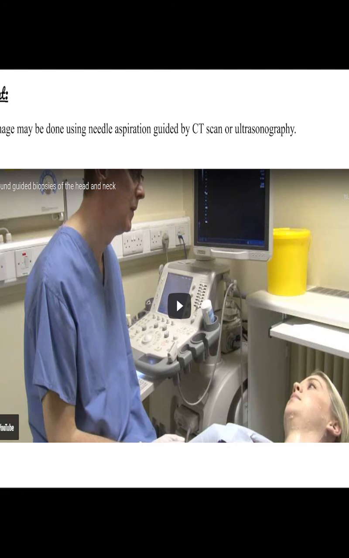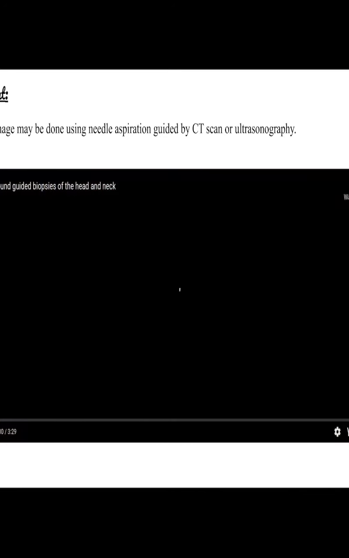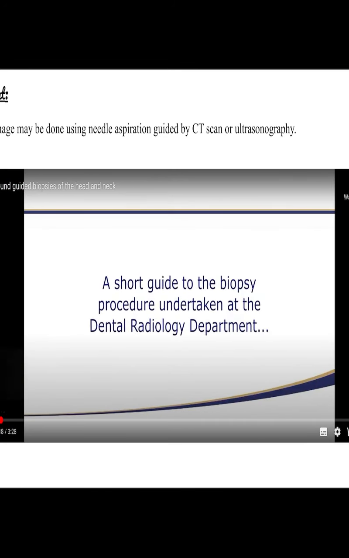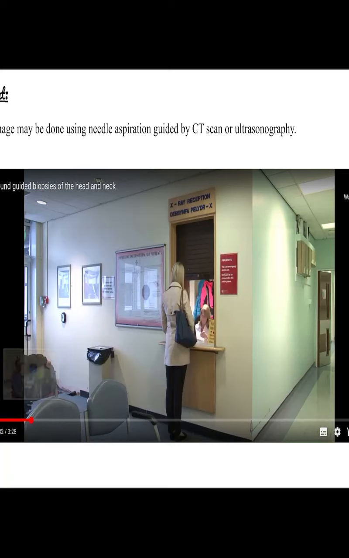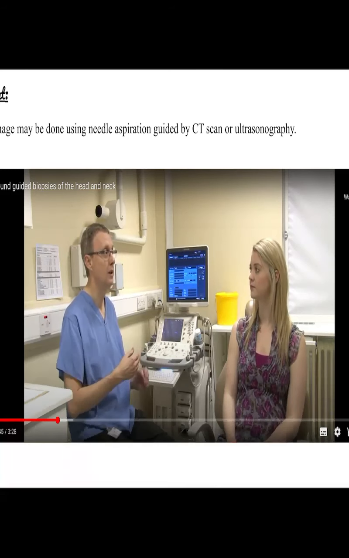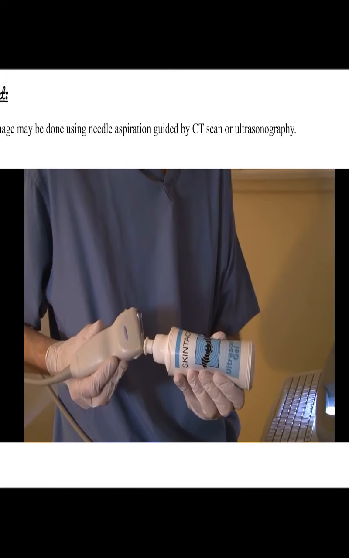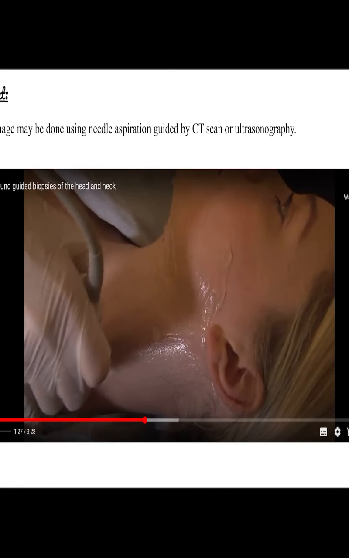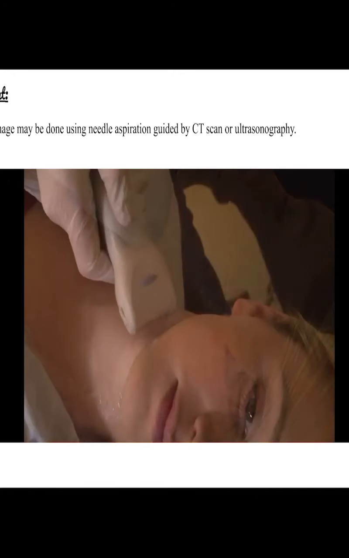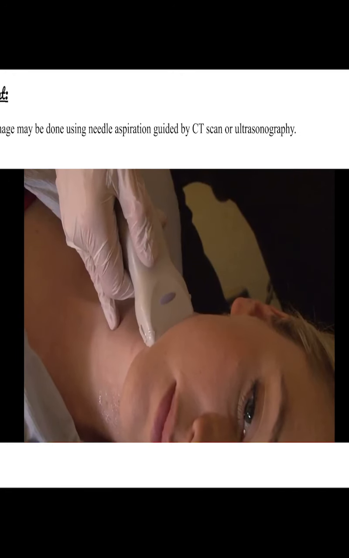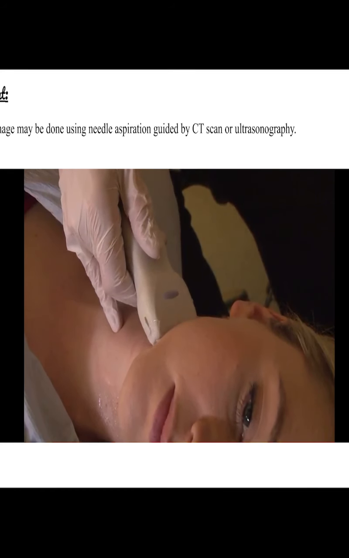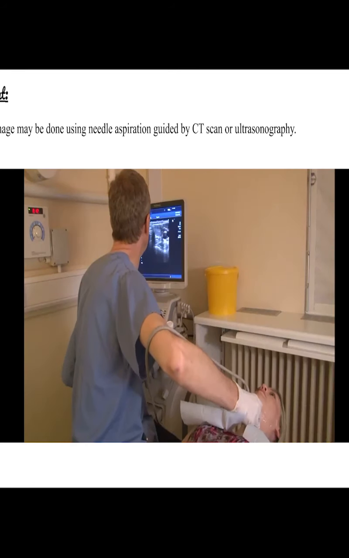In some cases we need to do surgical drainage. We could do it using needle aspiration, guided using CT scan or ultrasound. In this video, I'm showing you the ultrasound guided injection. This is the ultrasound device, and the surgeon or the technician is looking for the site of injection.